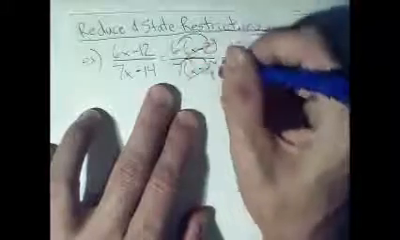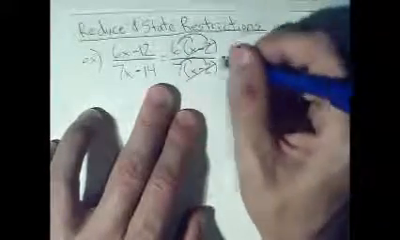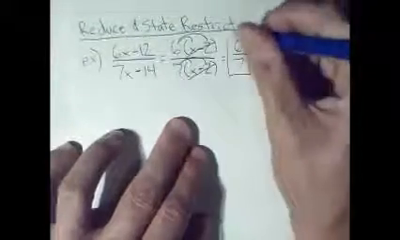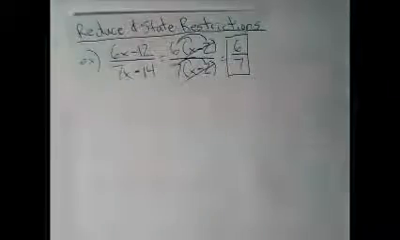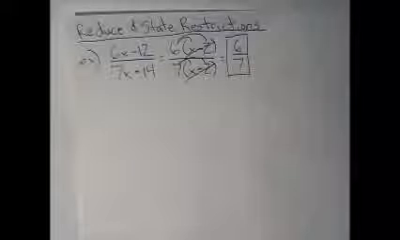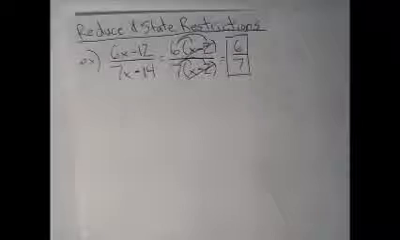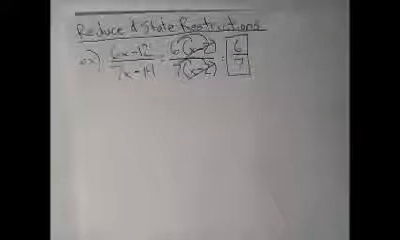It won't always be the coefficients, and it won't always be the binomials. It just totally depends on the problem. 6 over 7 ends up being my reduced form, which is interesting because now I don't even have a variable. And that's totally fine too. That just means whatever number I plug in for x here is going to give me a fraction that will ultimately reduce to 6 over 7.